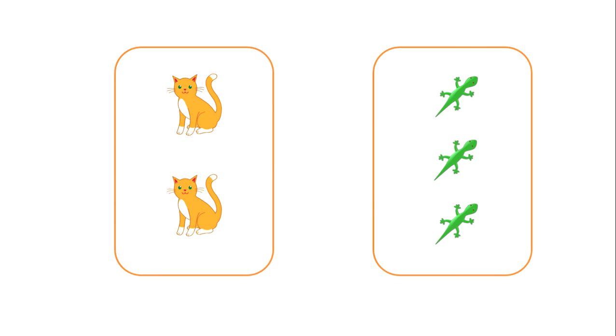Now let's look at this one. We have a set of cats and a set of lizards. Okay, now let's match them up and see if our set is equal. One cat, one lizard, one cat, one lizard. Oh, I see that there is one lizard remaining. Okay, so is this set equal? No, it's not. Why do you think it's not equal?